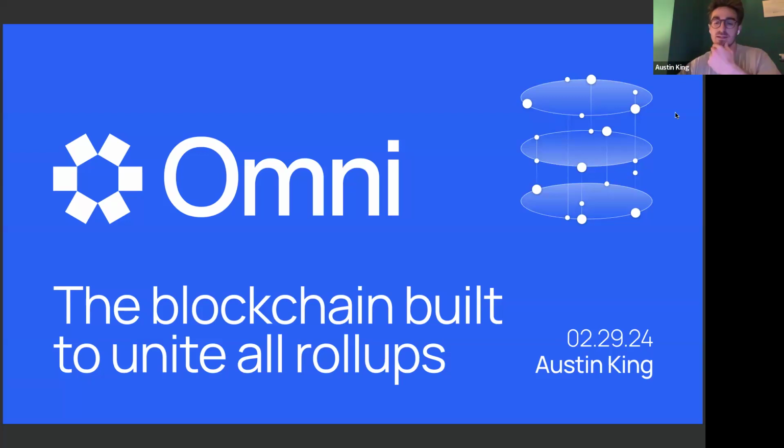Like I've said a decent amount over this, it's specifically built to let rollups communicate with one another. And kind of coincidentally, the best architecture for achieving that was through being a chain in itself. But conceptually, that's how you should think about Omni.